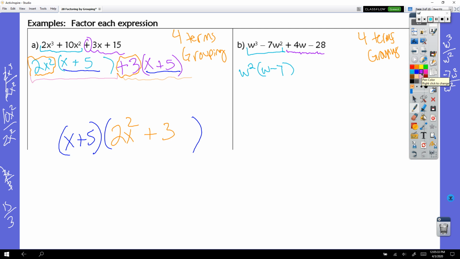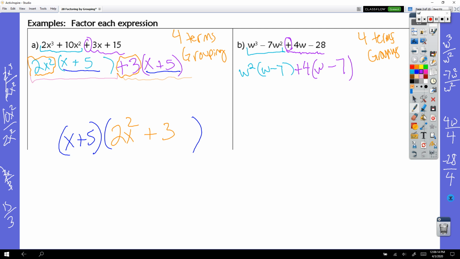For my second set of grouping, I'm looking at 4w minus 28. And the value that goes into that is going to be a 4. And I'm going to use the sign of the third term. So I have to have a plus because the third term had a plus in front of it. And 4 was what went into 4w and into 28. So I'm taking the 4 out. I'm doing a GCF for just the second half. I'm going to be thinking 4w divided by 4, and 4w divided by 4 is w. And then I'm going to be thinking negative 28 divided by 4. Negative 28 divided by 4 is negative 7.